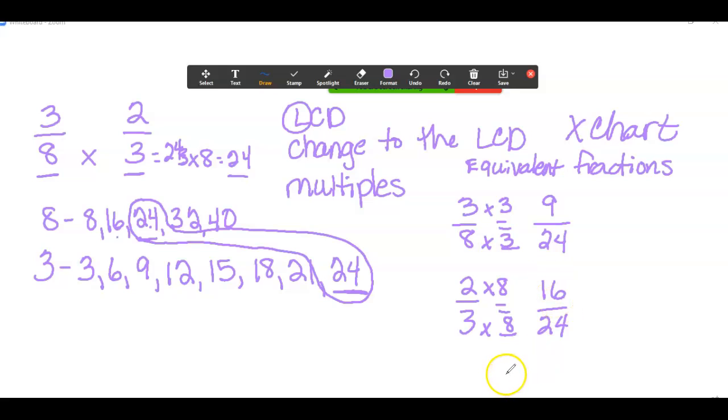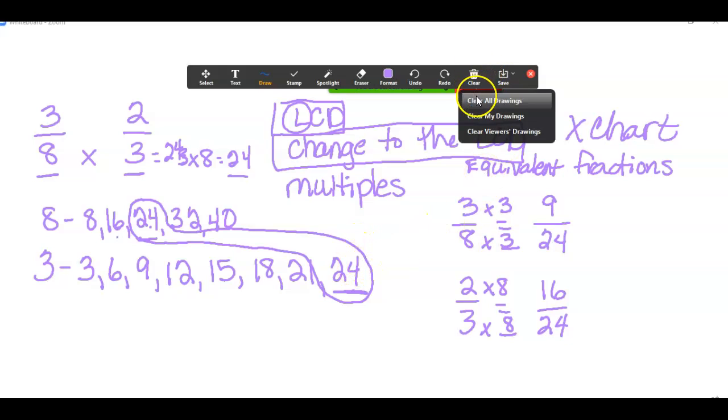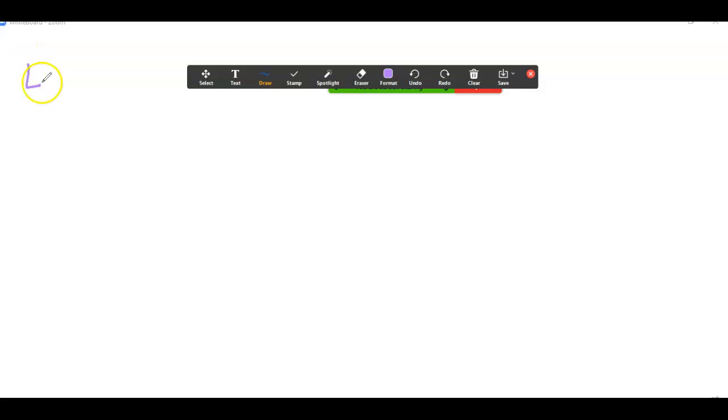Okay? That's where we're going to stop today. Later on this week, we're going to be adding and subtracting these numbers. But for today, all we're going to do is find that lowest common denominator and to change to the lowest common denominator. Those are our two steps today. Okay? So let me clear this. Let me rewrite that. So we want to find our LCD, and then we want to change to the LCD.